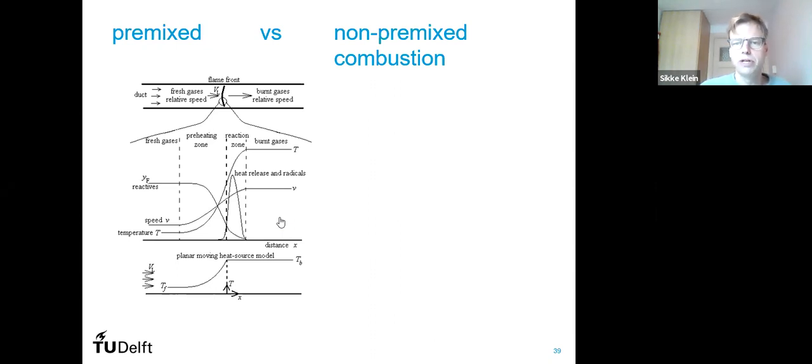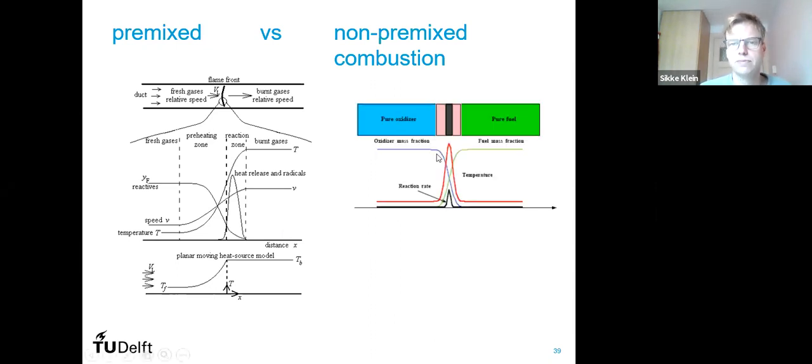If you look at non-premixed combustion, it's a little bit different. There you start, in this case, on the left side with pure oxidizer, on the right side with pure fuel. If you didn't have any combustion, you would have a normal mixing layer between them, where you get diffusion of fuel. So the fuel concentration goes from 0 to 1, and the air goes the other way around.